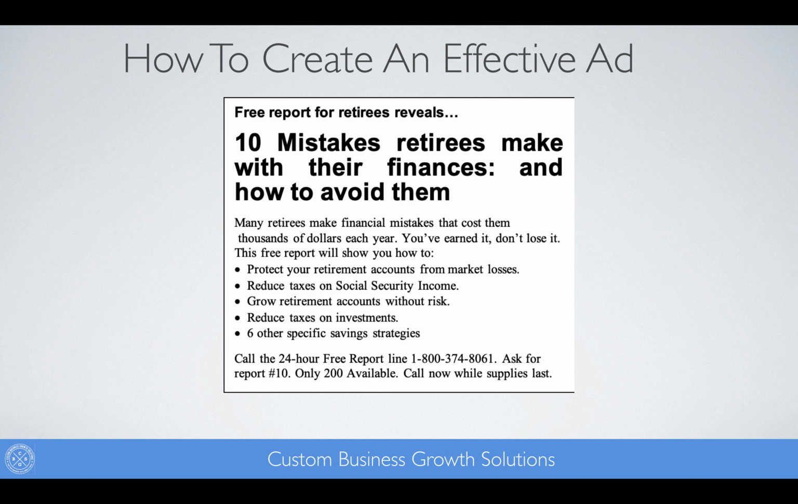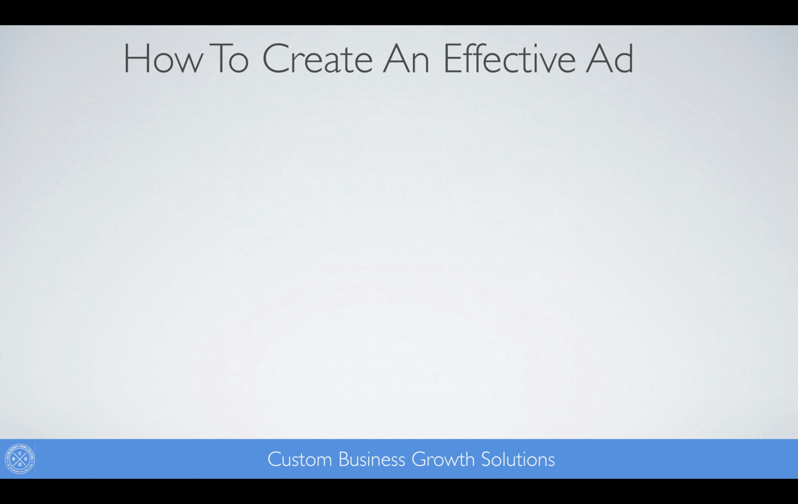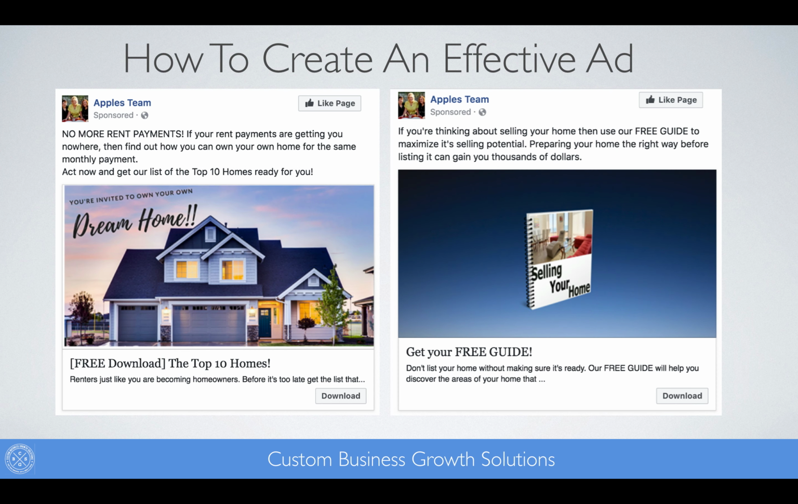So this was done in a print ad. Let me show you how this can be done on Facebook. We talked earlier about the ads for Apple's Team Realty, they're in Lakewood, California. Here are some Facebook ads that I ran for them, and I used some of these strategies again. In Facebook, sometimes you can't quite use all of them, but these were lead generating ads, so we got contact information from people. Let's look at the first one. "No more rent payments." There's our headline.